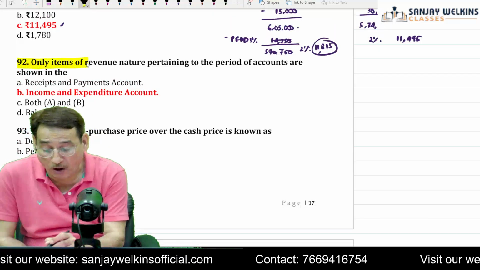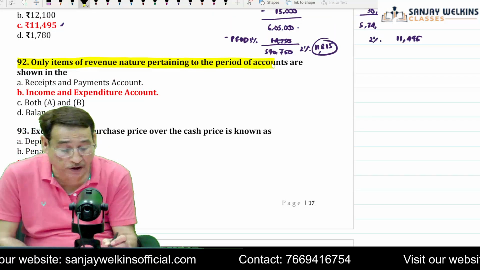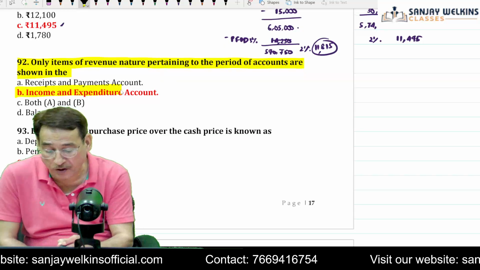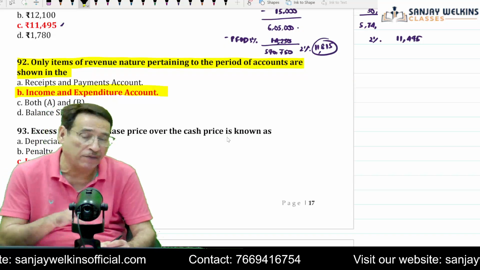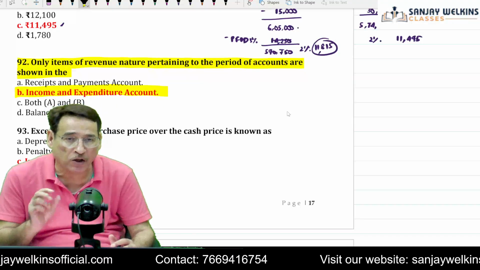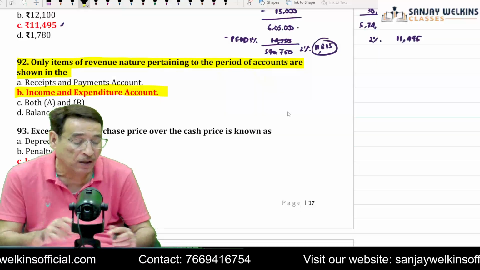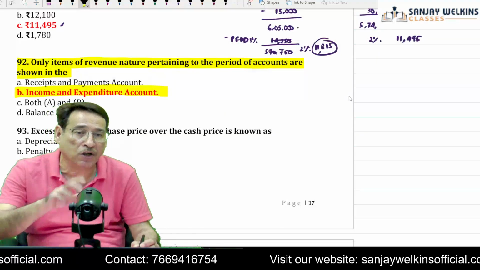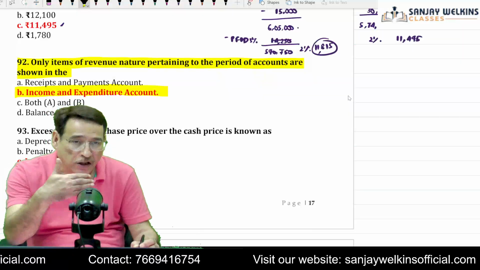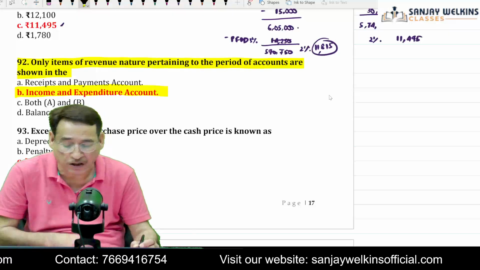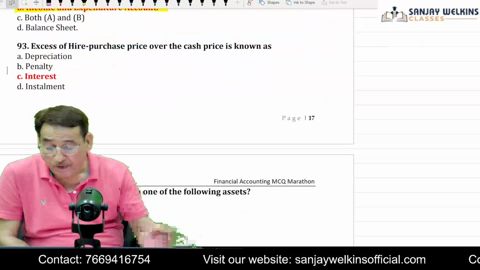92. Only items of revenue nature pertaining to the period of accounts are shown in the income and expenditure account. I have already told you so many times, when we prepare income and expenditure account, we prepare it on accrual basis. And accrual basis means the period for which we are preparing income and expenditure account, all such expenses which are related to that particular period or income which are related to that particular period will be reflected in it.